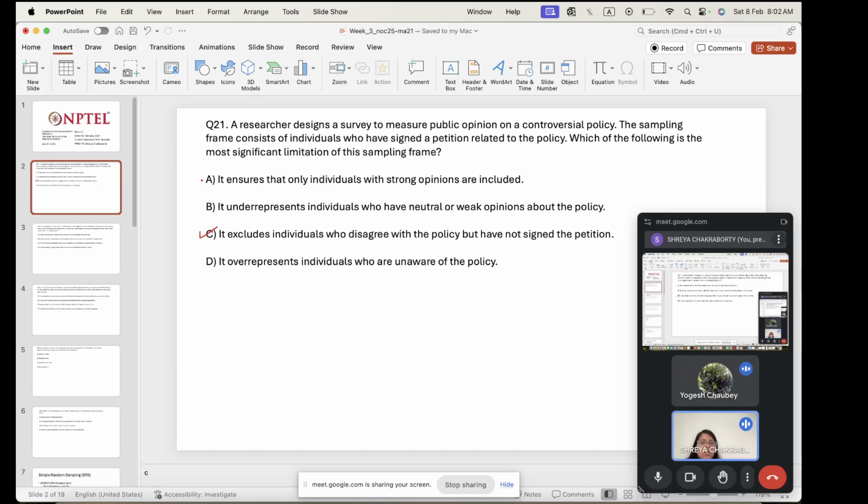Option A is also somewhat correct. It ensures that only individuals who care participate. That could be a possible answer, but for me the more worrying thing is it's not representative of people who do have an opinion but have not signed the petition.